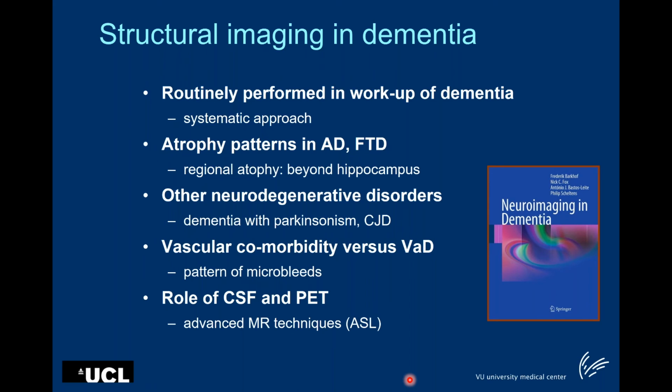So talking about structural imaging, I will show a lot of slides from my book called Neuroimaging in Dementia, which I did with Nick Fox, Antonio Bastos-Leit from Portugal, who was with me as a PhD student in Amsterdam, and with Nick Fox, my dear friend and contributor here in UCL. It's a relatively didactic book, giving a lot of schematics about how to systematically evaluate scans and come to a differential diagnosis. And I will show some highlights from things that are in the book.